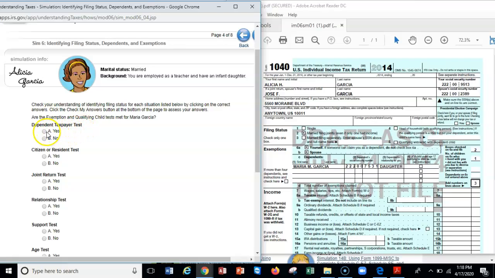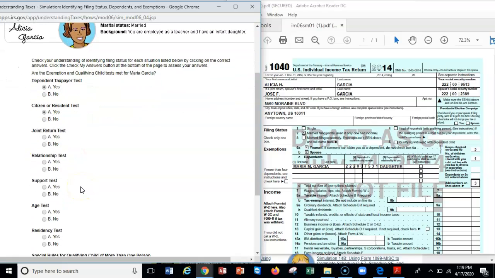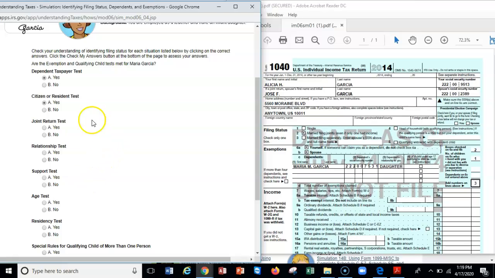She's an infant and she lives with her parents. So yes, she is dependent. A citizen or resident test. The beginning of the story said that Alicia and Jose are both citizens of the United States, and so their daughter is also, so yes, they passed that test. If they were not citizens but they were legal residents, then yes, they would pass the resident test. The joint return test. Yes, they live together, they're married, they may file jointly.